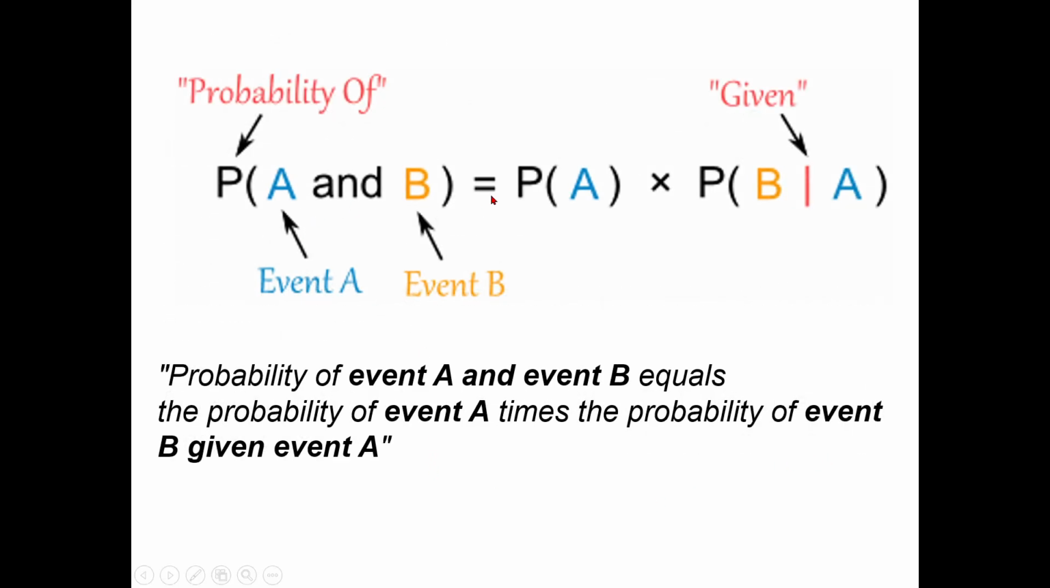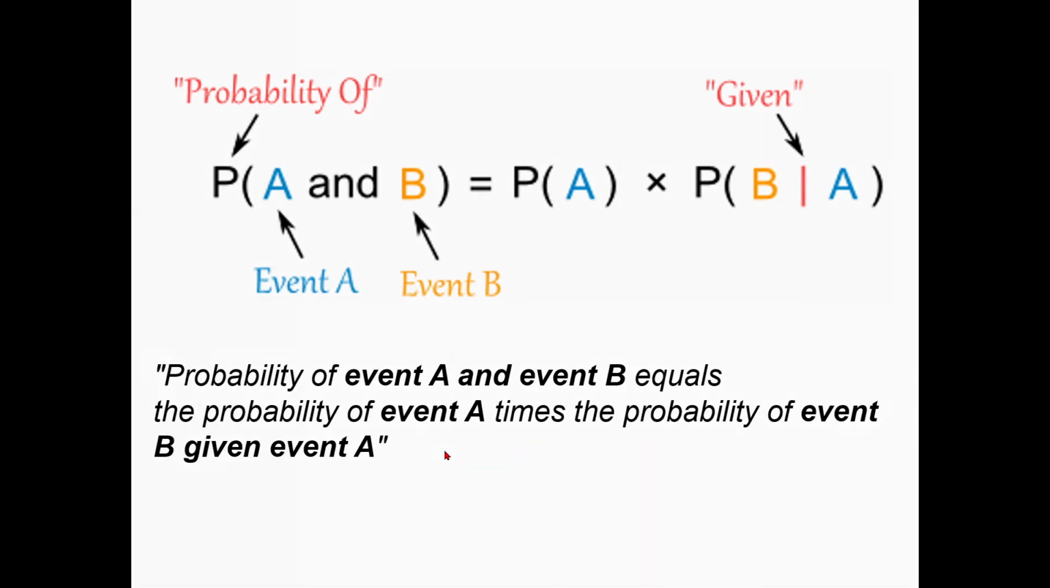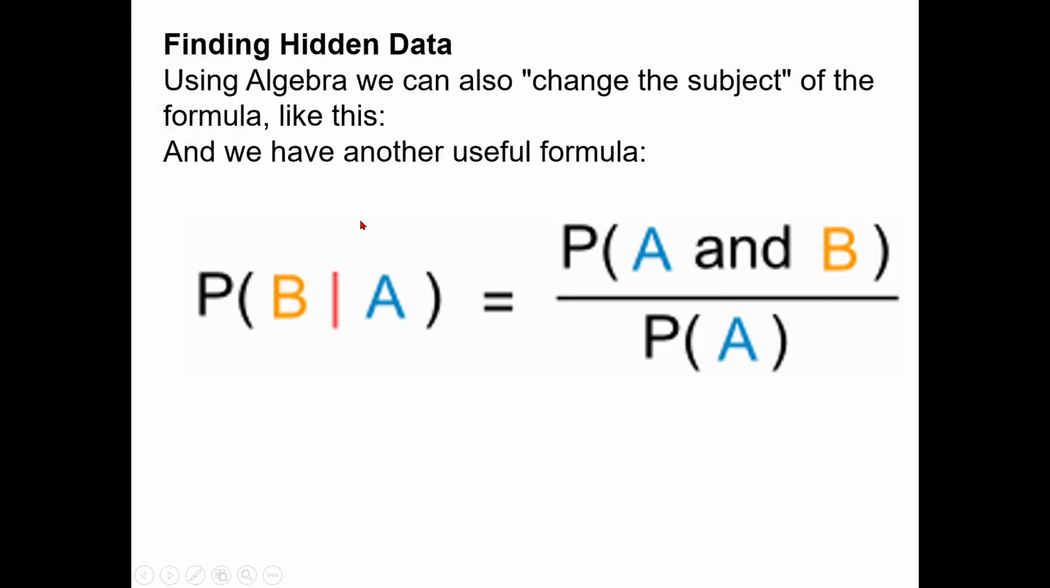Probability of A and B, we have discussed: P of A times P of B given A. The probability of events A and B equals the probability of A times the probability of event B given event A. Finding the hidden data using algebra, we can also change the subject of the formula. We have another useful formula: P of B given A is equal to P of A and B divided by P of A. Thank you.